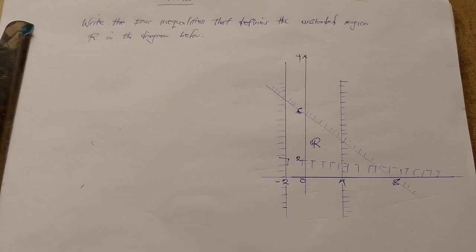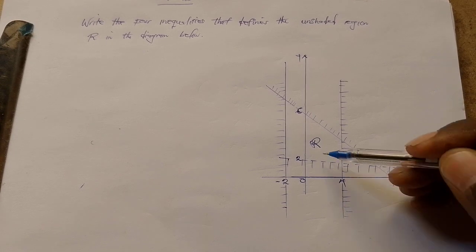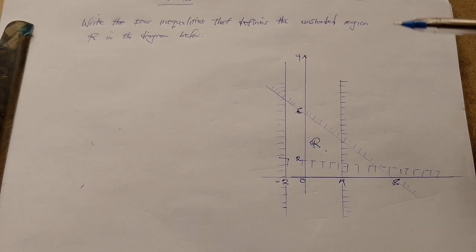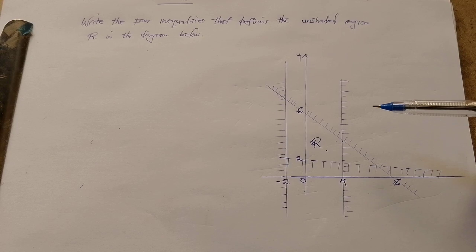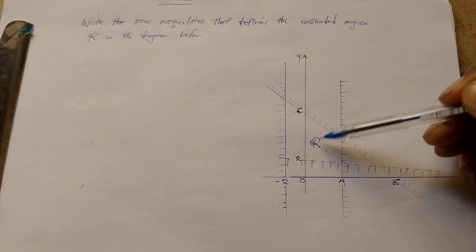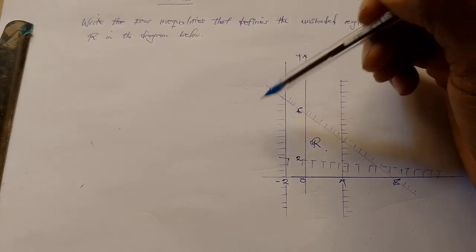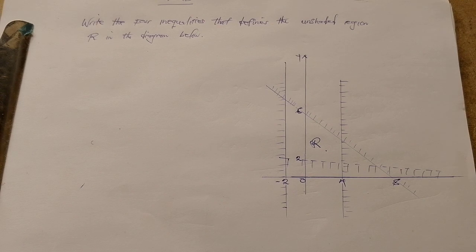Okay, let's do linear programming. So I have a question from the past paper. The question reads, write the four inequalities that define the unshaded region R, which is here in the diagram below. So the unshaded region is the area we are looking at. These parts are shaded, and this part is the unshaded region.